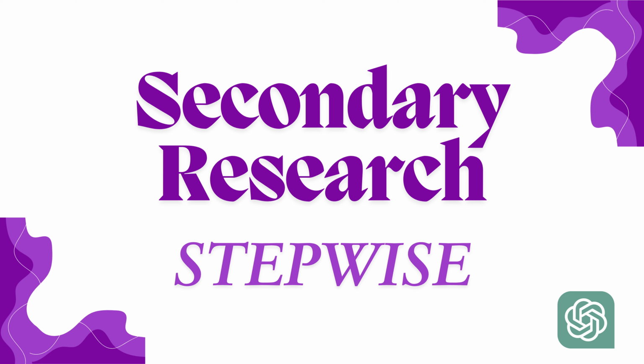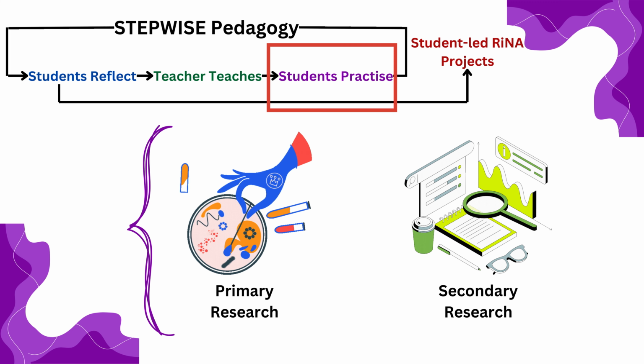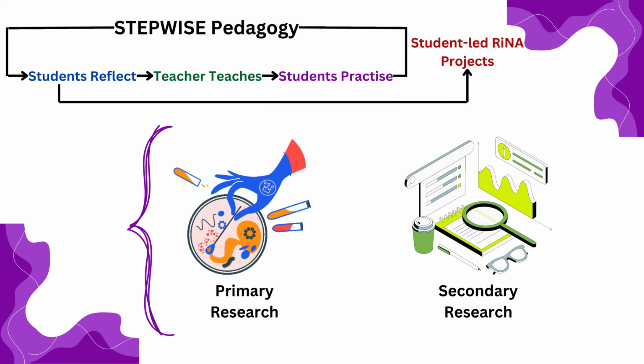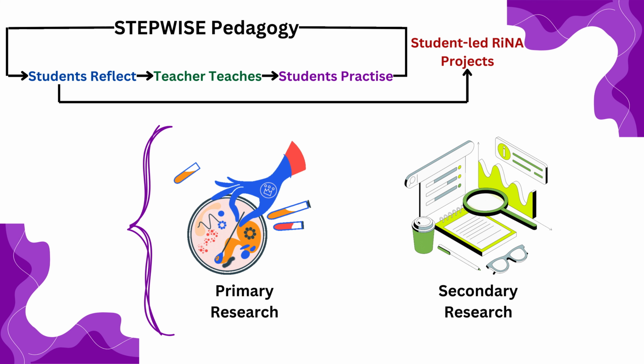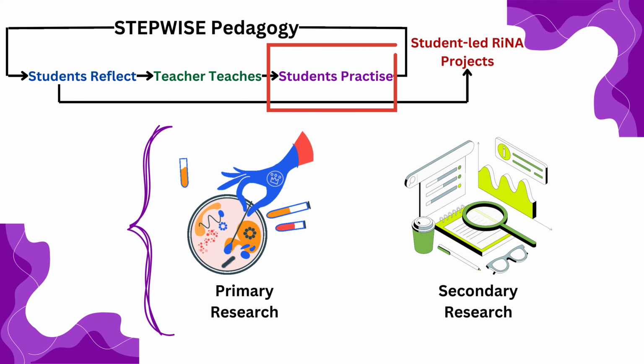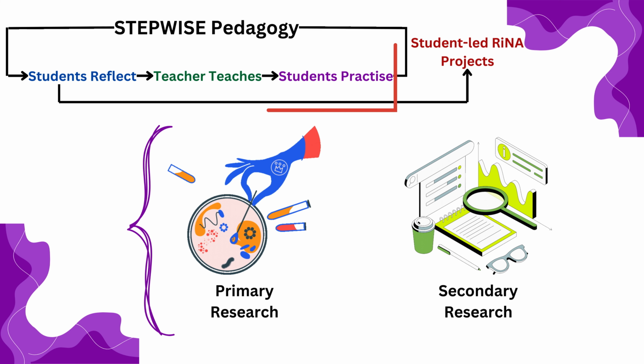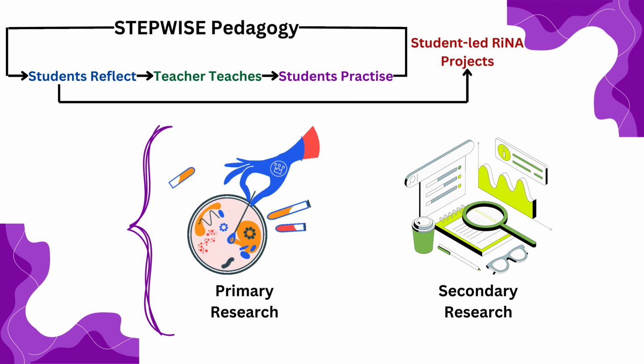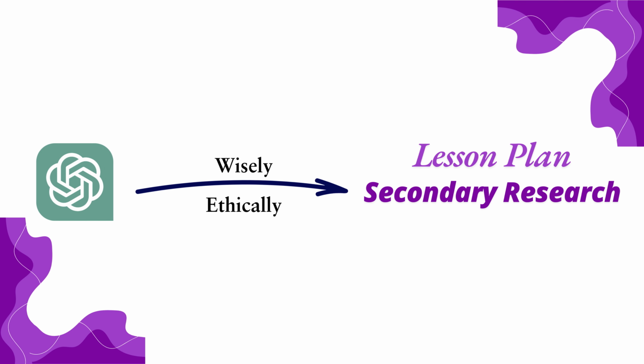In this series, we explore using AI to create materials for stepwise pedagogy. Today, we are going to design a lesson for the Students Practice segment for grade 10 science students. In the Students Practice phase, students complete small-scale RENA projects with teacher support. In this phase, students choose an STSC relationship of their choice and conduct primary and secondary research on that topic. This lesson is designed to teach students about secondary research.